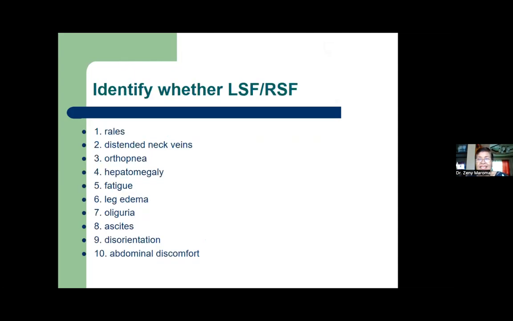Okay. Identify. Left or right? Left-sided or right-sided failure? Crackles. Answer. Please open your microphone. Okay. Left side po. Okay. Di ba? Sabi natin para madaling maalala, pagka lung manifestation, left side. So, tama. Left side. Distended neck veins. Right side po. Okay. So, distended neck vein is correct.